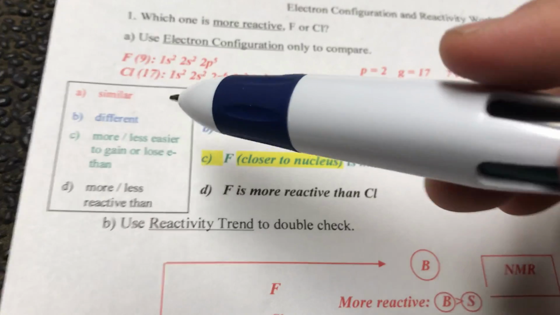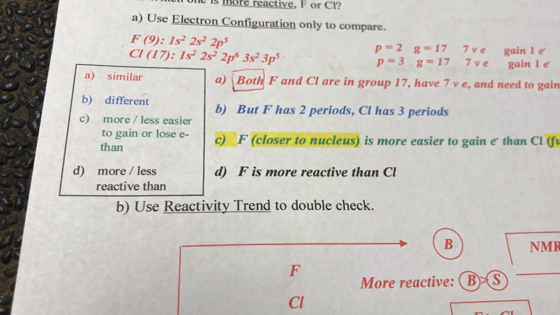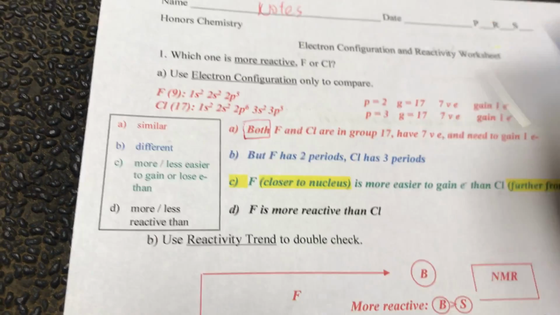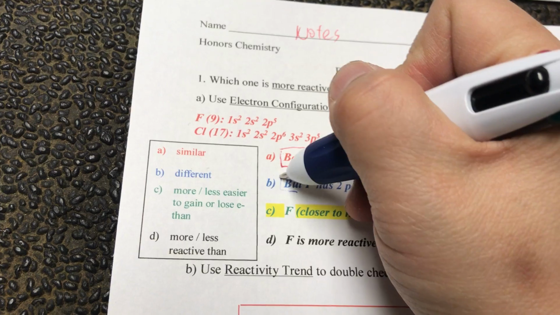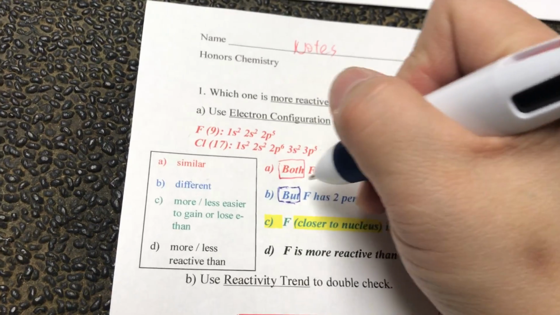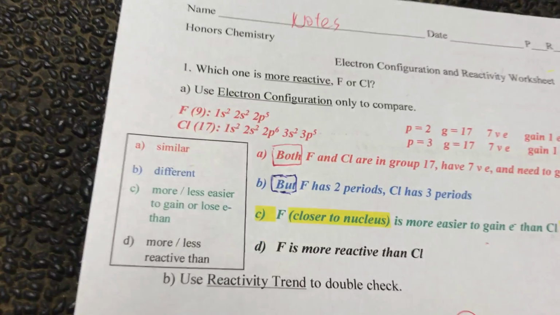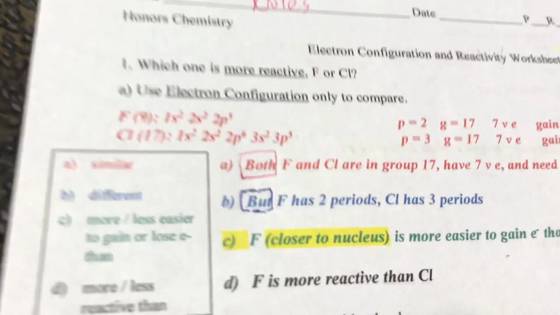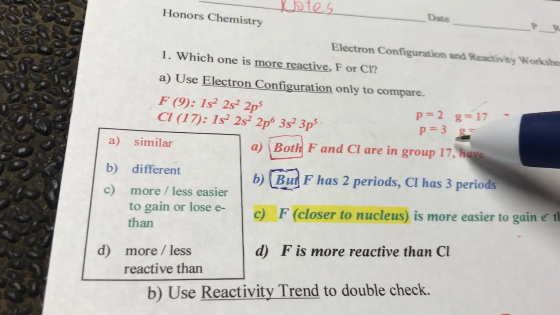The next thing is what is different. When you talk about something different, if you said the word both before, you have to say the word but. If you have both, you have to write the word but. If you don't have both, you don't write the word but. Now what is different? But F has 2 periods and Cl has 3 periods.